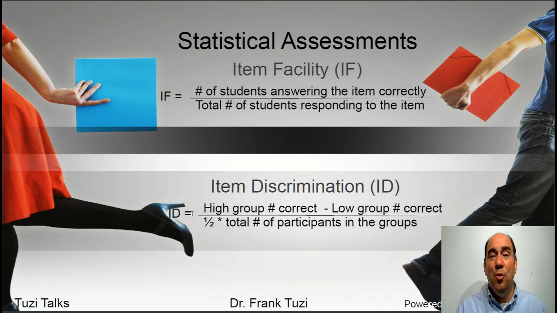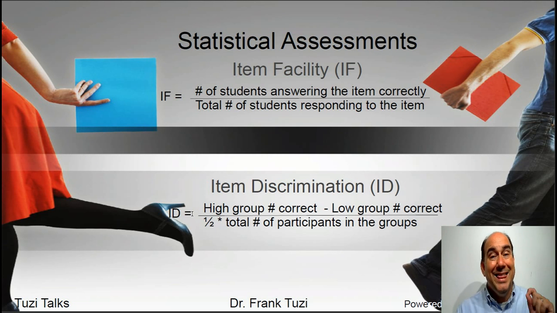We do the high group number correct versus the low group number correct, and we divide that by one half times the total participants in the groups. Okay, so in our case it would be 14. But after you throw all this data into a spreadsheet, you'll be able to analyze this.